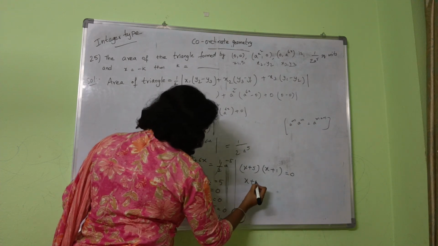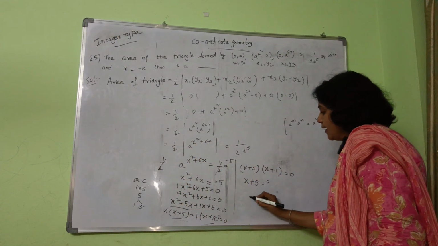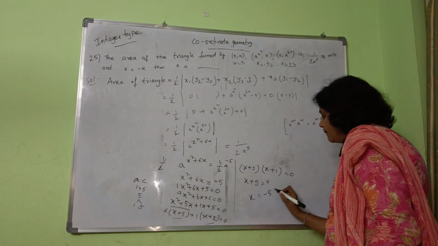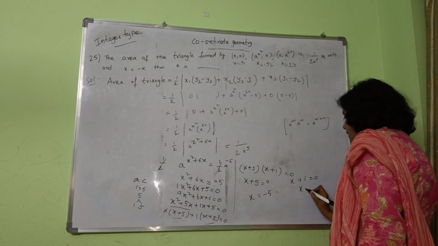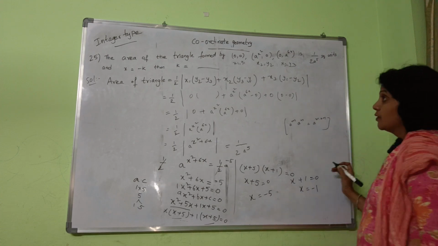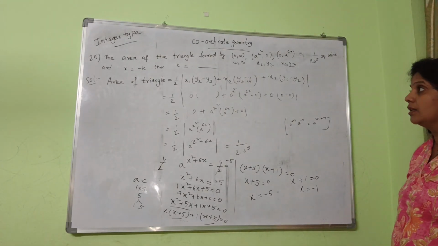x plus 5 is equal to 0, so x is equal to minus 5. x plus 1 is equal to 0, so x is equal to minus 1. So for this problem, the answer is x is equal to minus 5 and x is equal to minus 1.